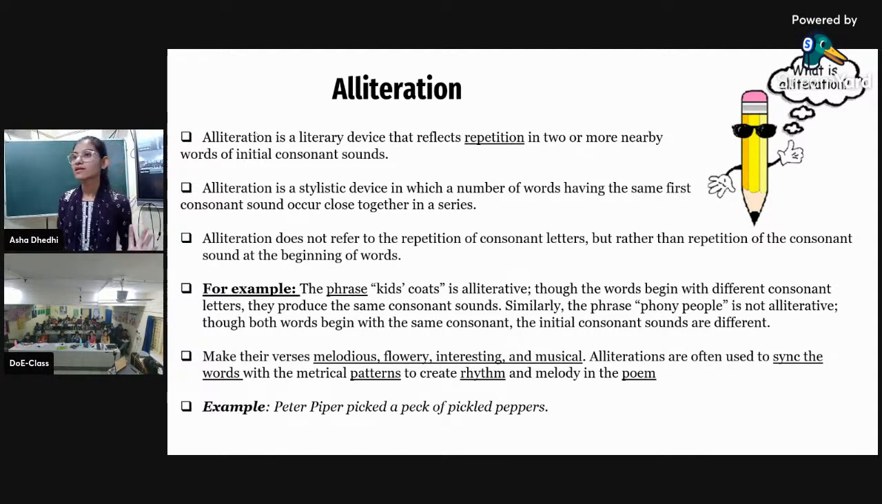Now it is not necessary that alliteration is always used in poetry only. It can be used in drama as well. If you are writing a long paragraph, readers might get bored by reading those long paragraphs. So what you can do is add certain figurative language, certain alliteration. Whenever the readers are reading, they will get a pleasing effect in their mind. That way alliteration can be used. An example is given here: Peter Piper picked a peck of pickled peppers.